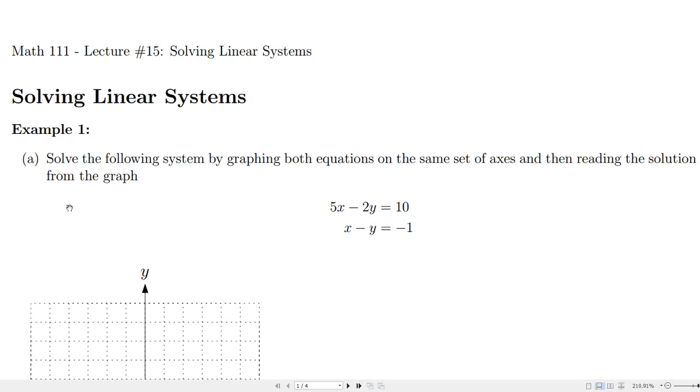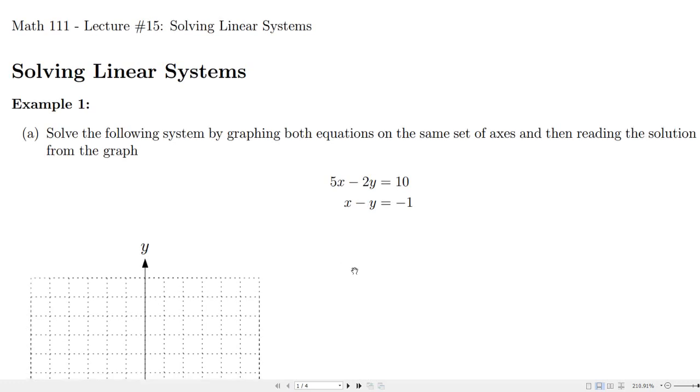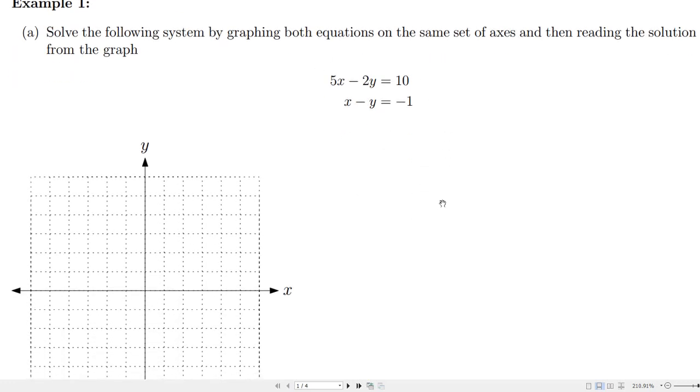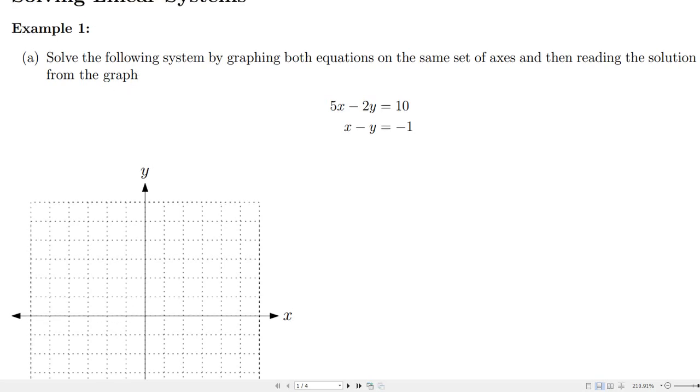if there is one. So let's solve this system here by graphing both equations on the same set of axes and then reading the solution from the graph. In other words, that intersection point. Okay, so let's do that. Solution from the graph, i.e. the intersection point.